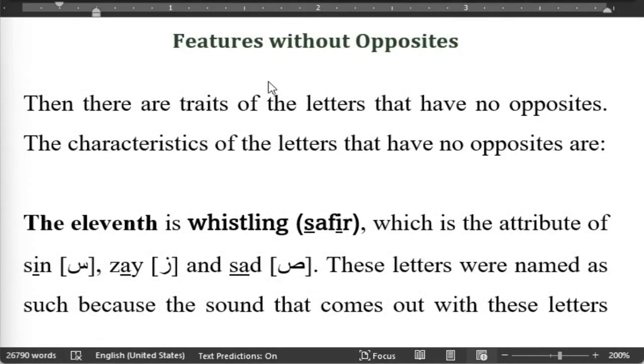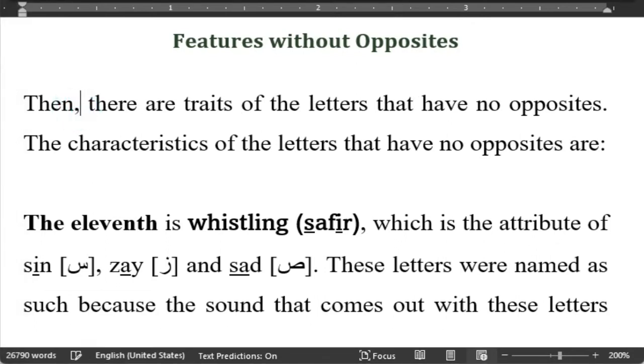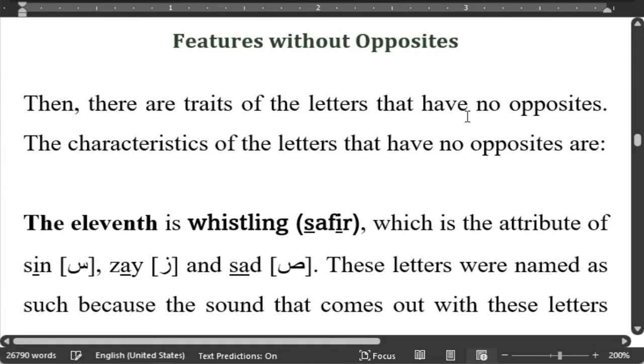Features without opposites. We talked about the features, meaning the attributes of the letters that have opposites, last week. Now we'll talk about the remaining attributes, those that don't have opposites. Then, after those that we've already mentioned, there are traits of the letters that have no opposites.